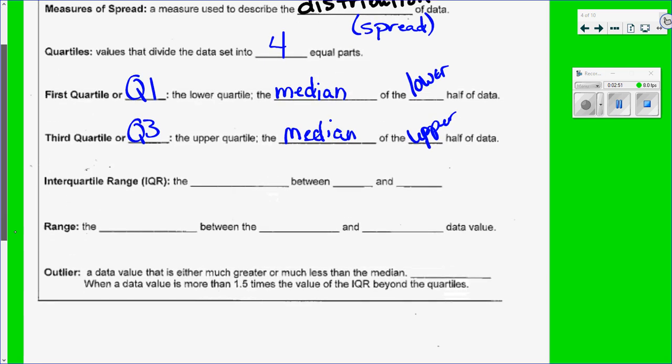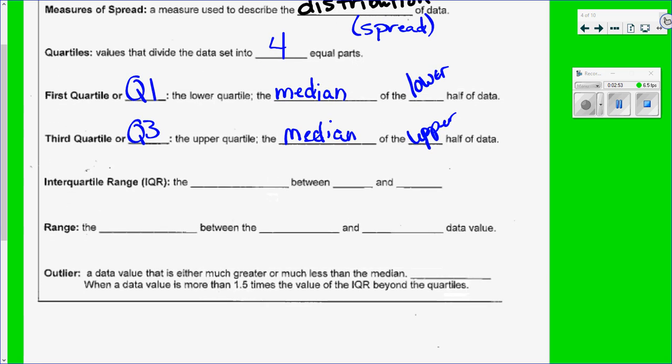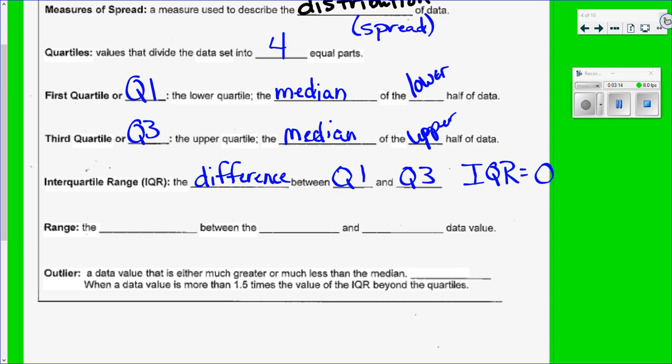Once I have found those two quartiles, Q1 and Q3, then our quartile range is the difference between Q1 and Q3. Or in other words, all I need to do to find the interquartile range, which we call the IQR, equals the Q3 value minus the Q1 value. Very simple to do.